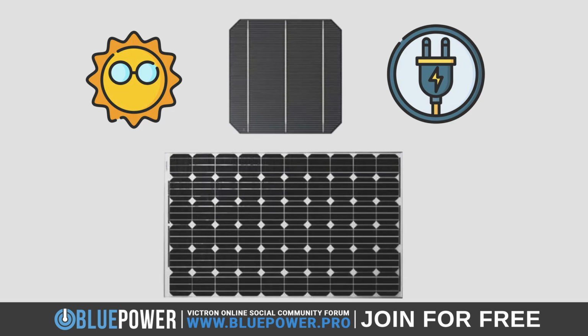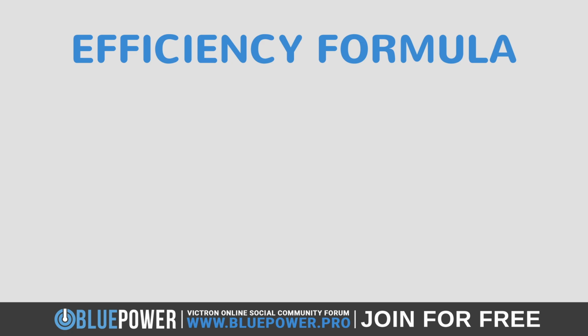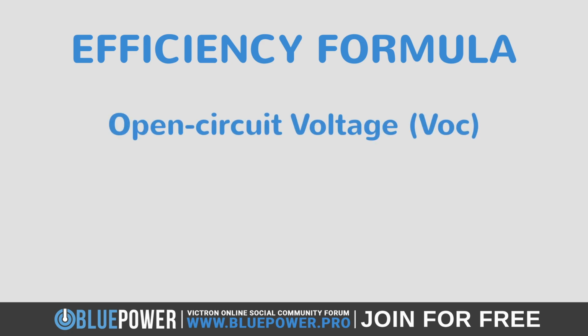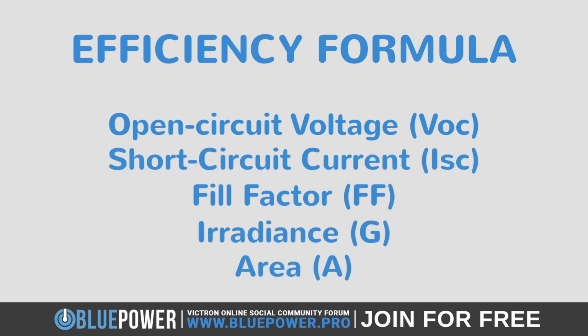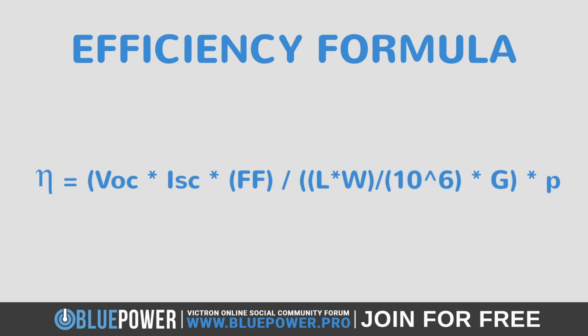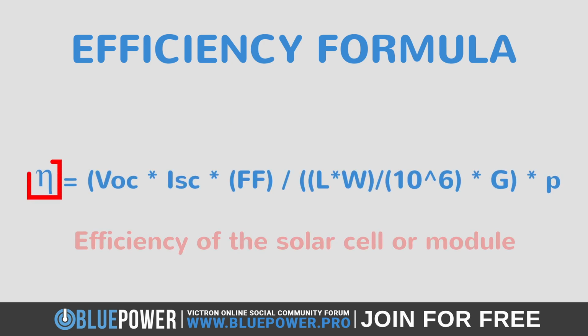A solar module or solar panel contains many of these cells, side by side, which together gives us the total module's efficiency. The formula to calculate this efficiency incorporates several key parameters, including the open circuit voltage, the short circuit current, the fill factor, the irradiance, and the physical area of the module. These parameters are essential for calculating the performance of a solar cell under standard test conditions. Here is the formula for cell and module efficiency, where eta is the efficiency of the solar cell or module.